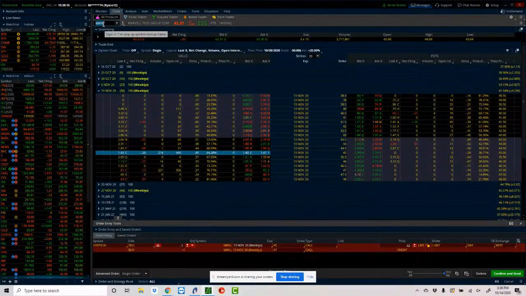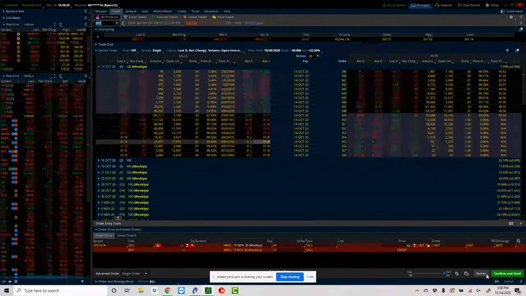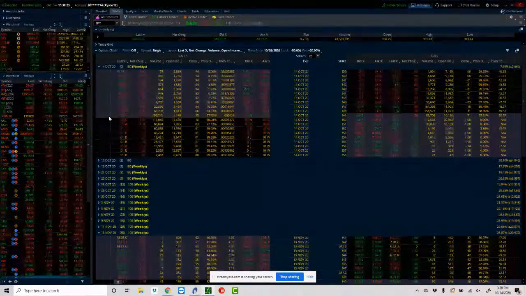Finally, let's take a look at SPY. This is a trade that we just closed out here today. I've been talking quite a bit in these sessions about our overnight pop trades.